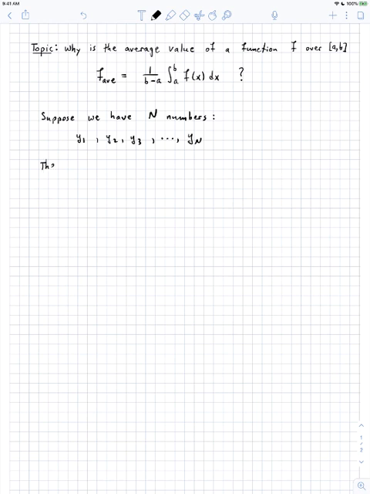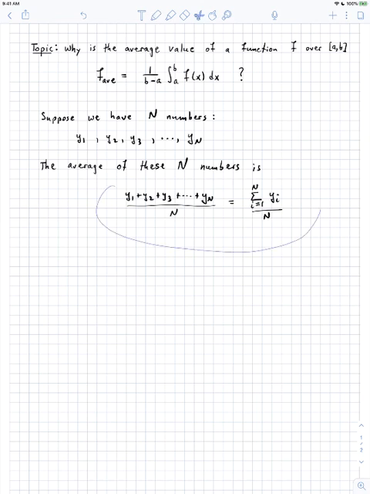The average of these n numbers is, well, how do we do it? You add them all together, and then you divide by the number of objects that you're adding together, which is n. If we write this in summation notation, it's the sum i goes from 1 to n of y sub i divided by n. This is the more traditional notion of averaging.